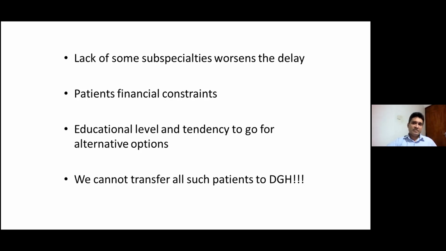Pointing out all these factors, can we transfer all these patients to district general hospitals? I don't think so, in my opinion, because most of the time their workload is also very high, and we are also consultants, so we should also be able to manage patients and follow up our patients. So sending each and every patient of this kind to district general hospitals is not a solution. So these are the things I would like to discuss with you all also.